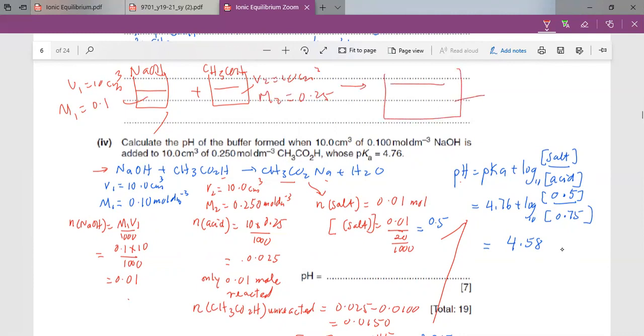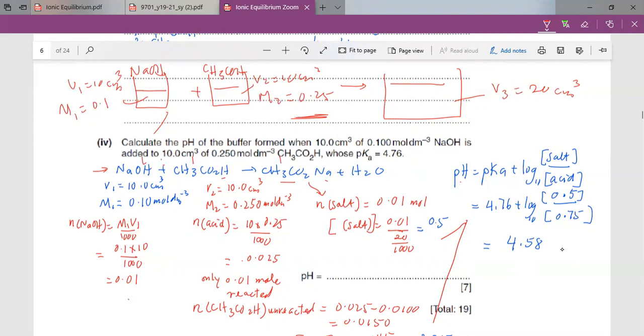Of a total of how many, what volume? V3 is equal to 20 cm cube. Okay, so I want to find... this is the buffer one because of the excess, one more, you know.